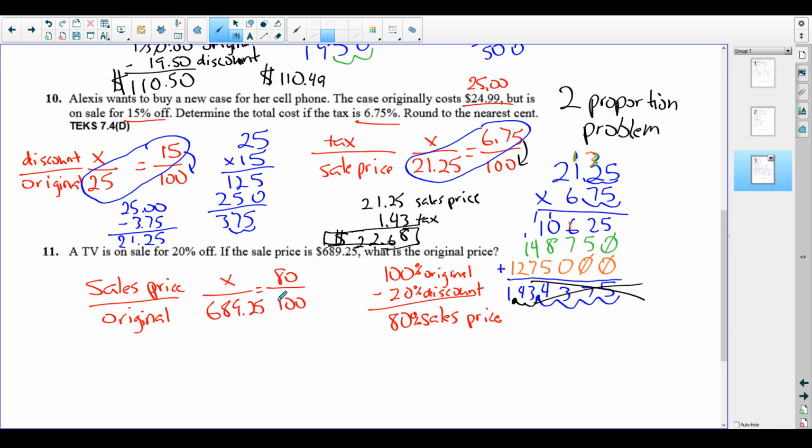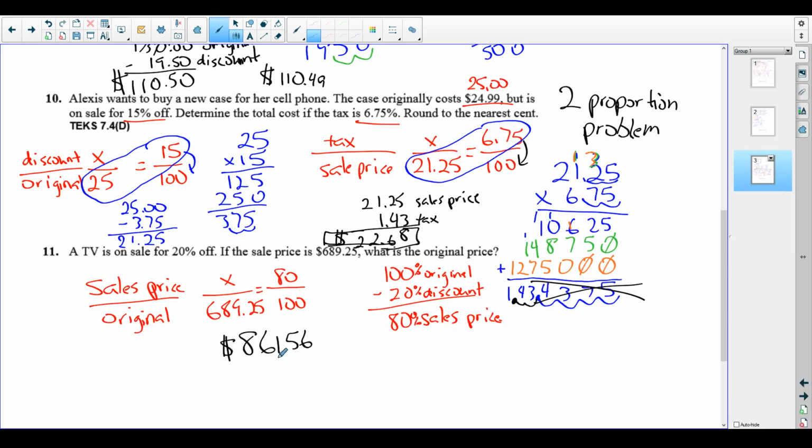Okay. So then if we cross multiply this and divide, let's say we did all that work. All right, we totally did. If anyone asks, we did. We get an original price of $861.56. Okay, that's it.